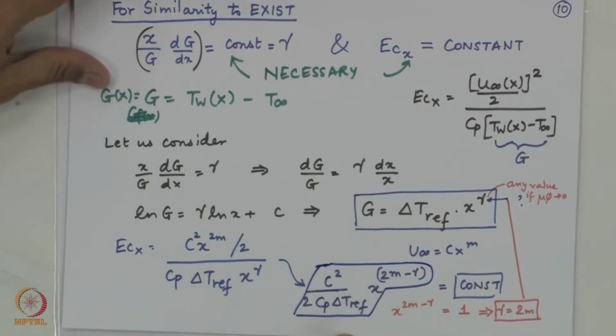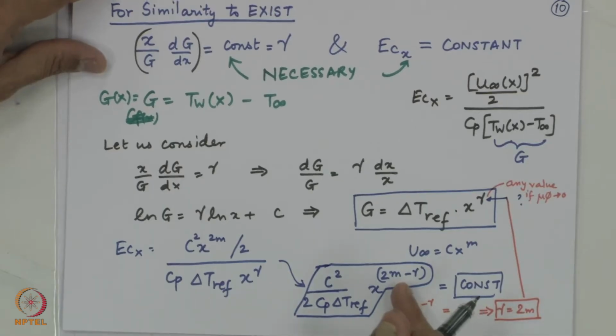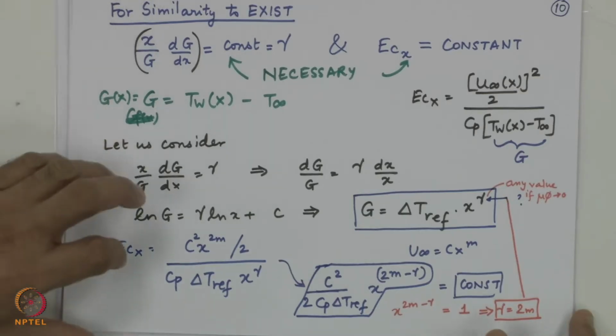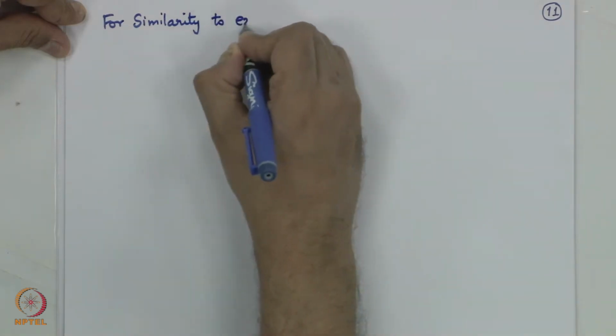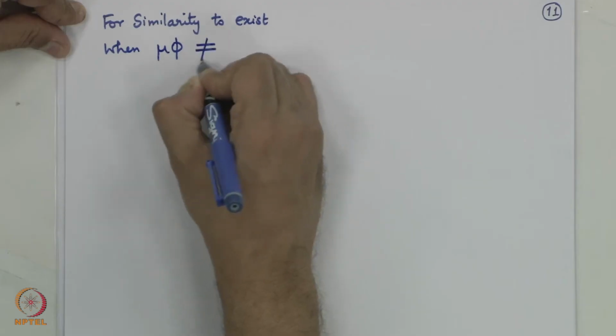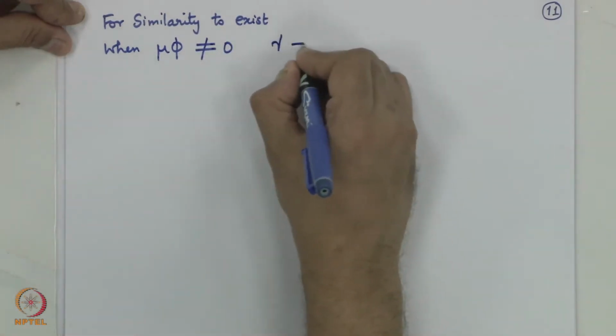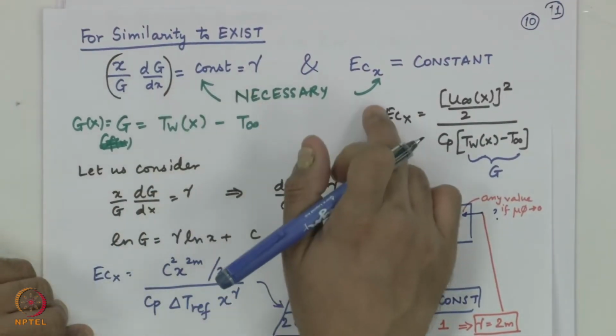And for this to be a constant, c is a constant, cp is a constant, delta T reference is a constant. This also has to be a constant, which means gamma should be equal to 2m. So for similarity to exist, when viscous dissipation is not equal to 0, gamma can take the value 2m only, because we have to satisfy both these, and they are not mutually exclusive.